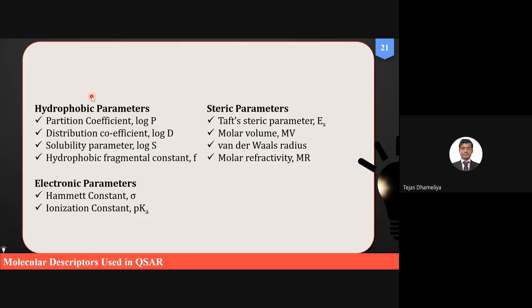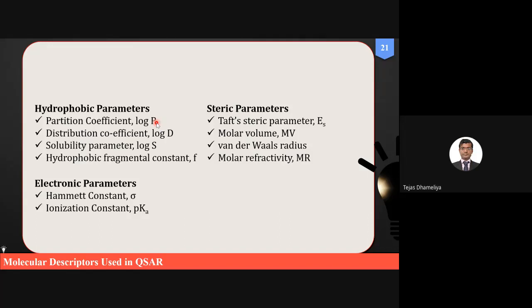So hydrophobicity and lipophilicity are both the same, because whatever is soluble in lipid, soluble in oil, is insoluble in water, right? So lipoidal, lipophilic substances are also termed as hydrophobic, water repellent, water hating and insoluble in water. So these parameters are hydrophobic fragmental constant, solubility parameter, and distribution coefficient, also called partition coefficient.